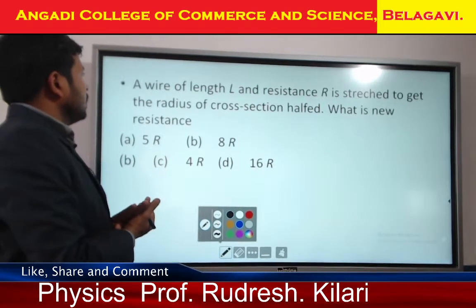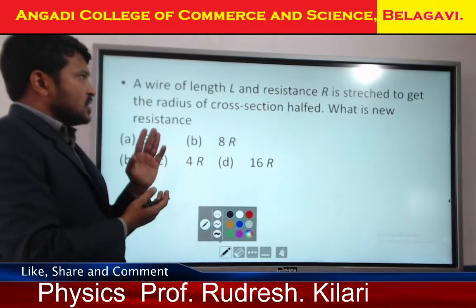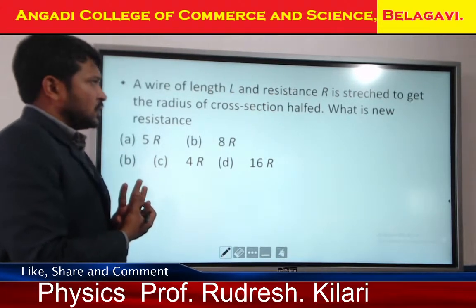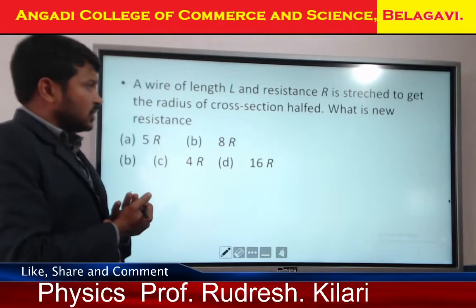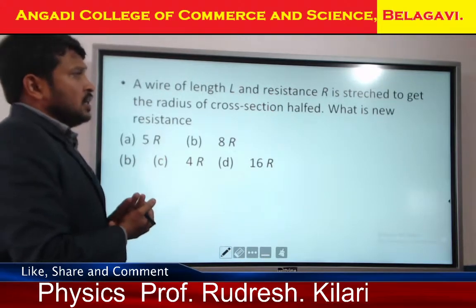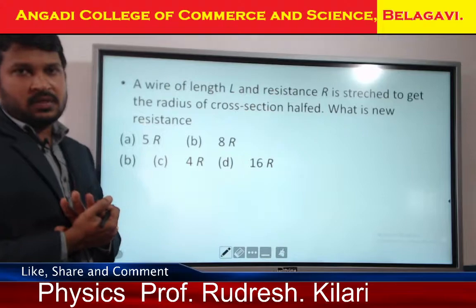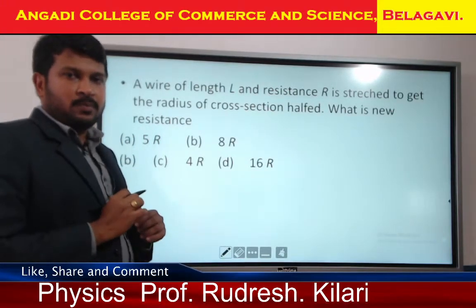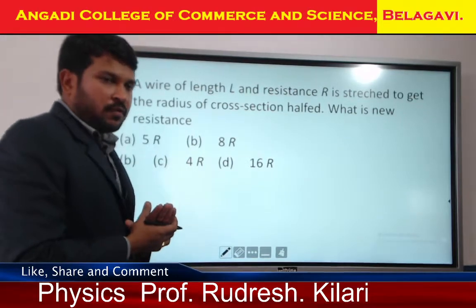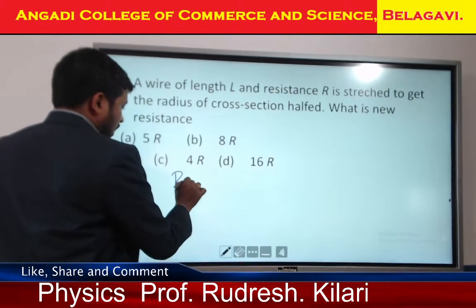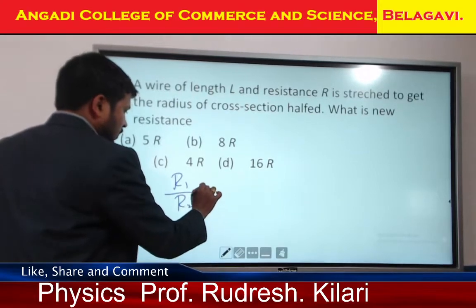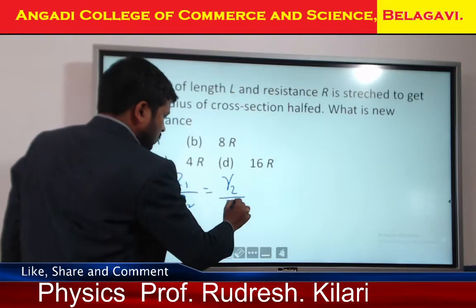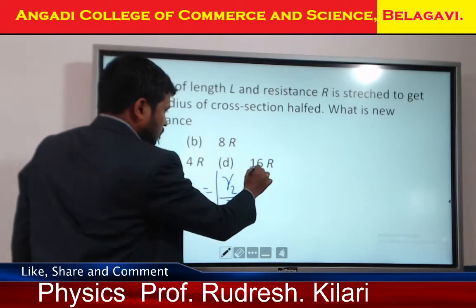Okay, next one. A wire of length L and resistance R is stretched so that the radius of the cross section is halved. Then what is the new resistance? Students, in the synopsis I mentioned some formulas. In that, I use one formula: R1 is to R2 equals r2 is to r1 whole raised to 4.